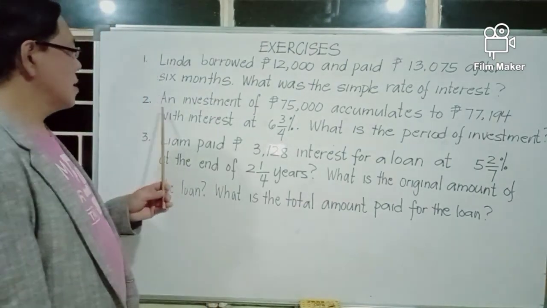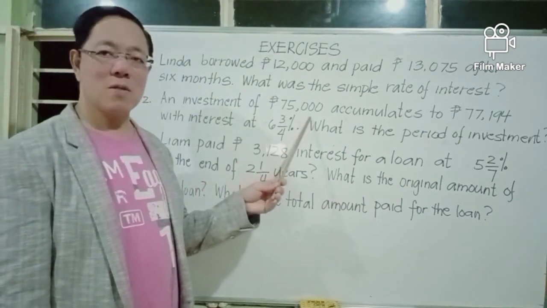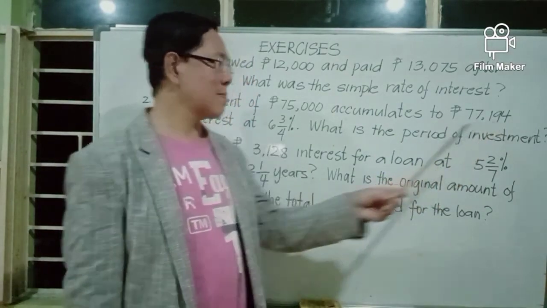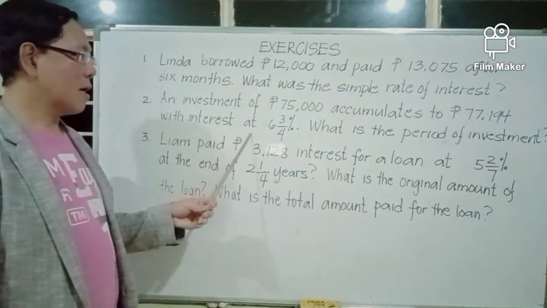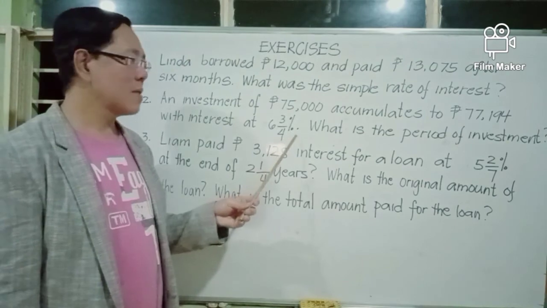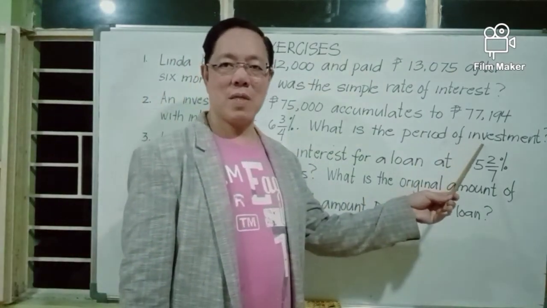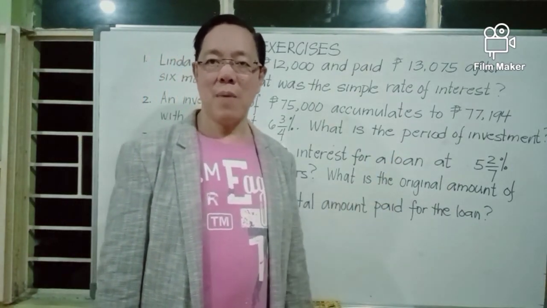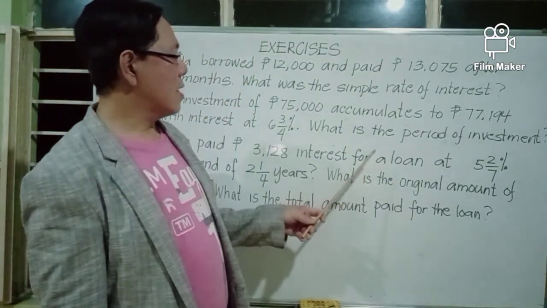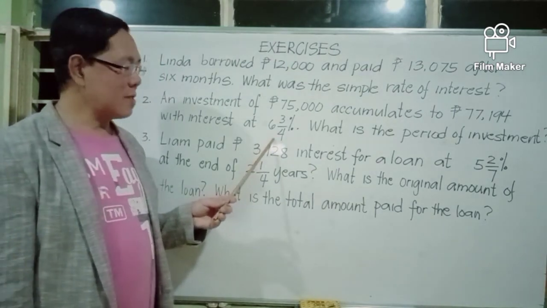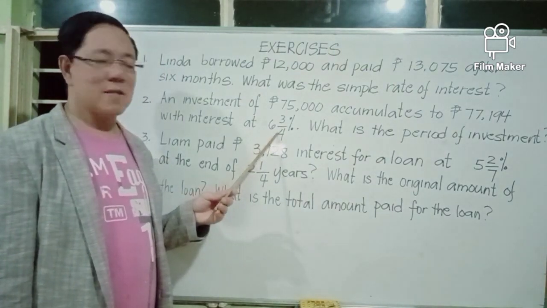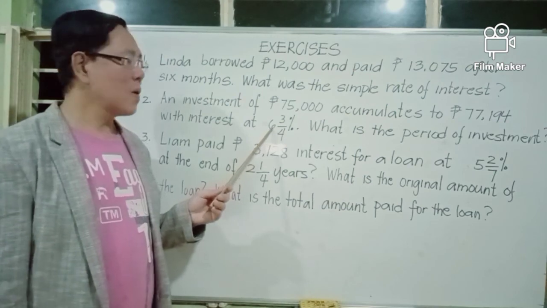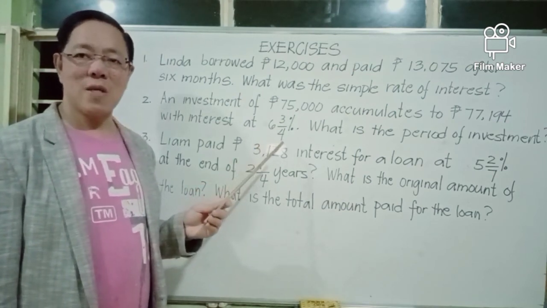Number two, an investment of 75,000 pesos accumulates to 77,194 pesos with interest at 6 3/4%. What is the period of investment? Again, the period of investment refers to the length of time that the original amount was invested. And again, it is not specified that this is a simple interest rate, and we said that whenever it's not specified whether the given rate is a simple interest rate, we take the given interest rate as simple interest rate.